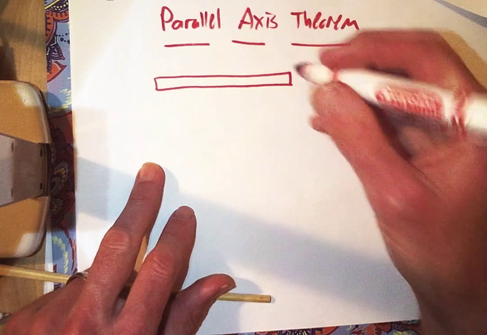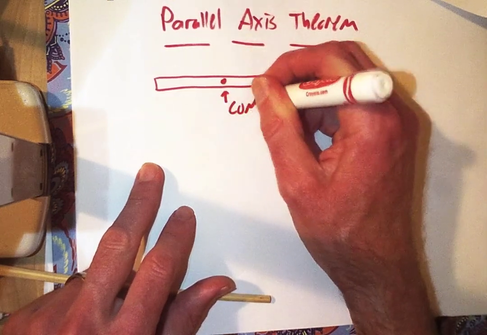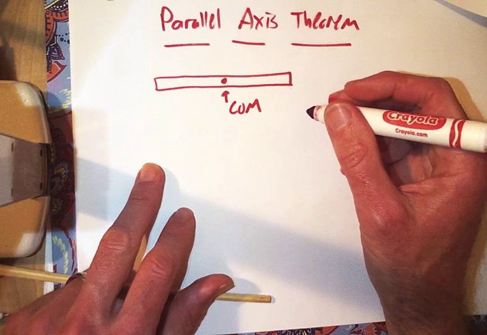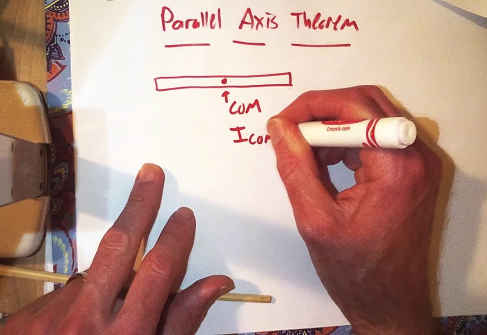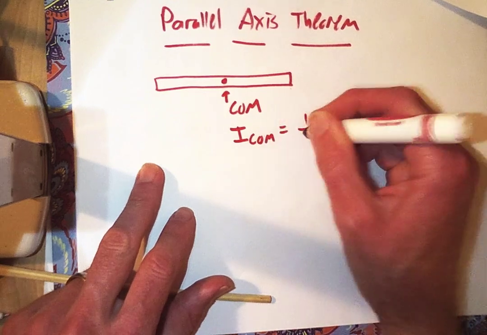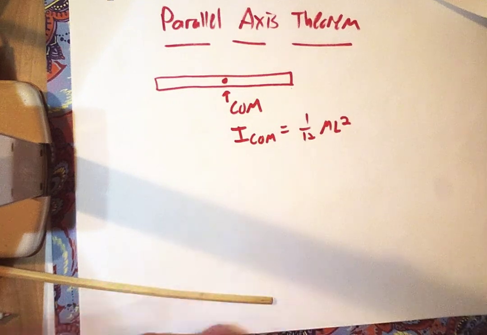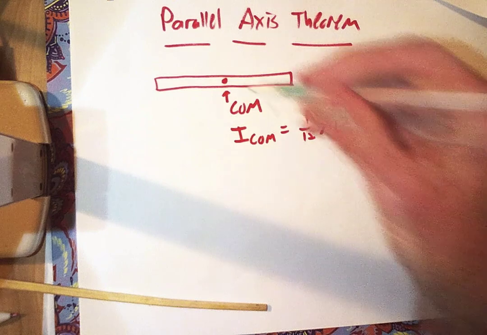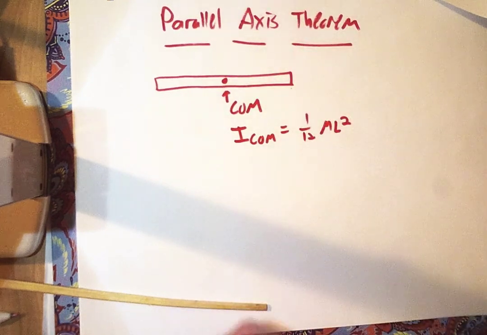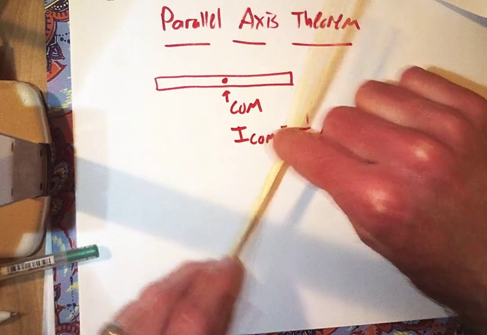Let's go back to our stick. If our center of mass is right there, remember that's the center of mass. And if we know that the moment of inertia through the center of the mass for the stick is 1/12 ml squared, we can find the moment of inertia through any other axis as long as it's parallel to this axis. So remember, we are going to spin our stick about the center point in this direction like this.